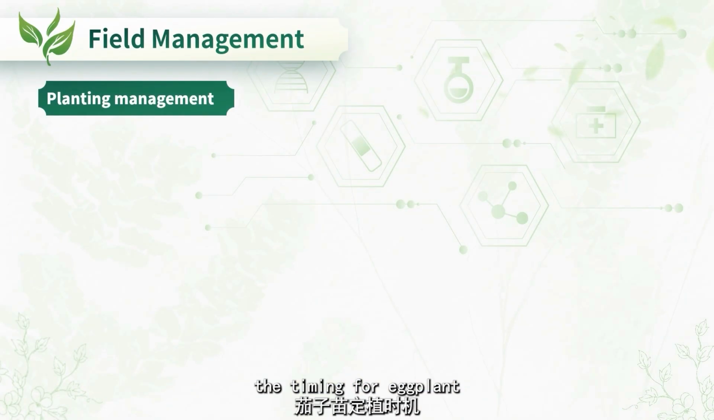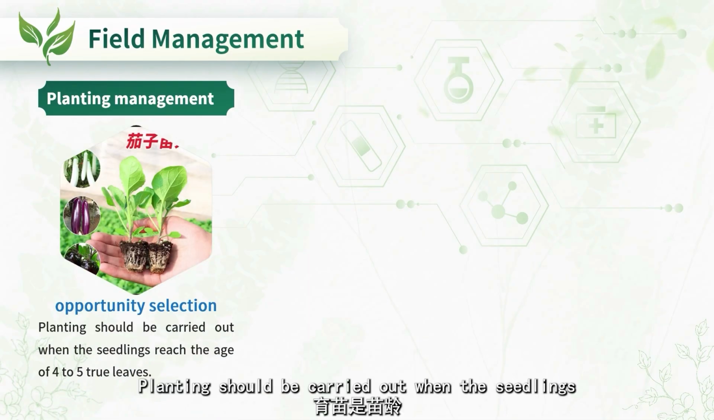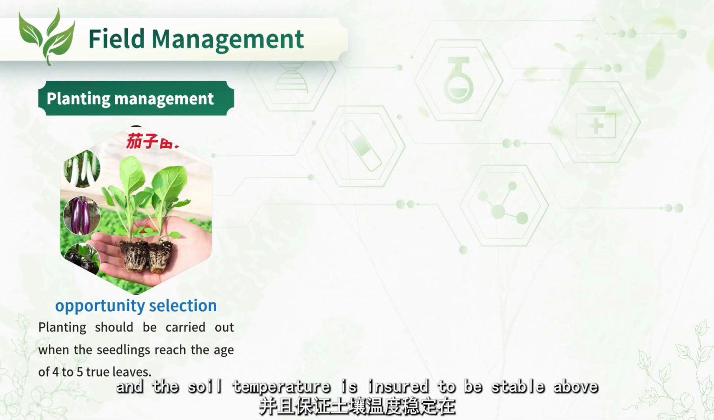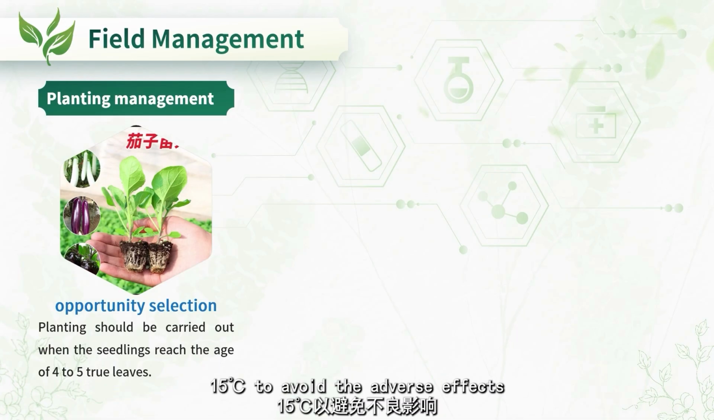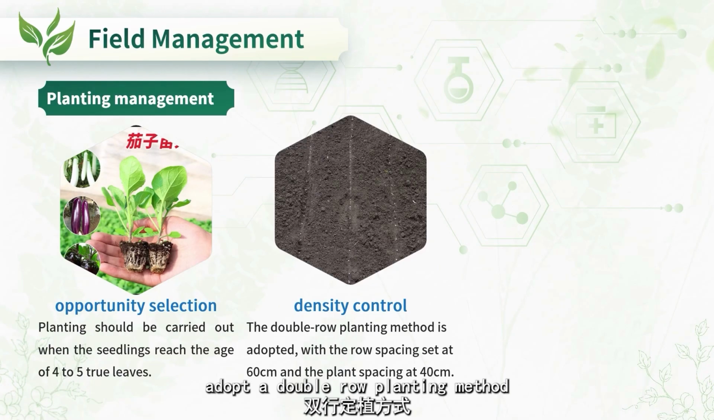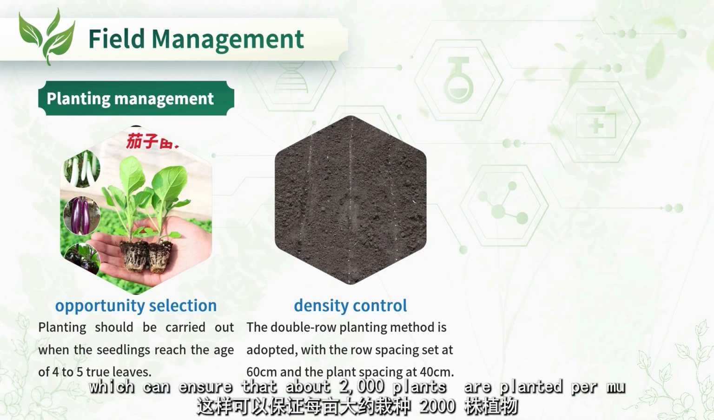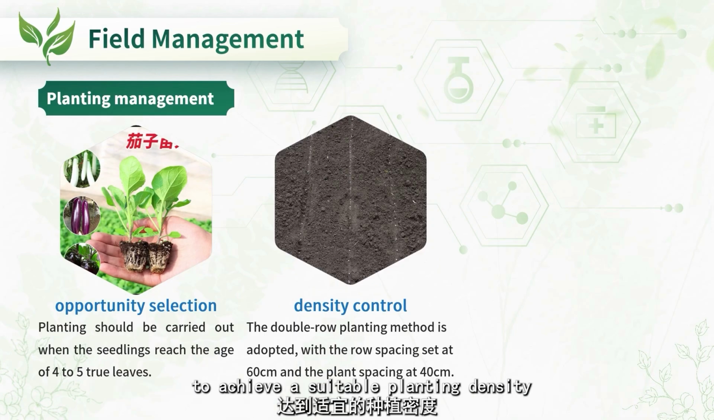The timing for eggplant planting should be carried out when the seedlings reach the age of 4 to 5 true leaves, and the soil temperature is ensured to be stable above 15 degrees Celsius to avoid the adverse effects of low temperature on the seedlings. Adopt a double row planting method with a row spacing of 60 cm and a plant spacing of 40 cm, which can ensure that about 2,000 plants are planted per mu to achieve a suitable planting density.